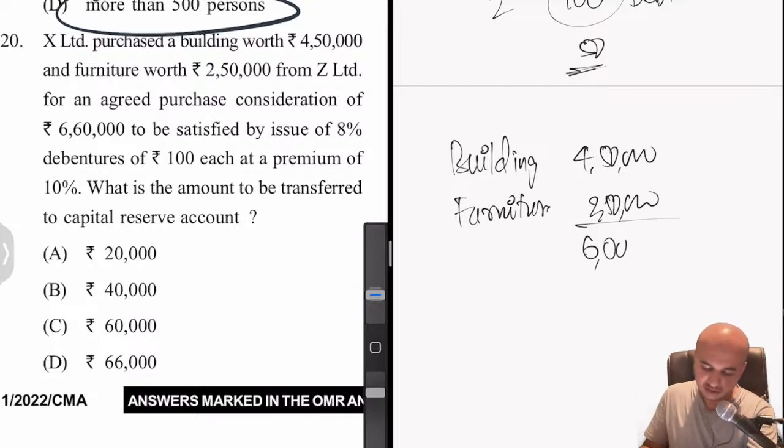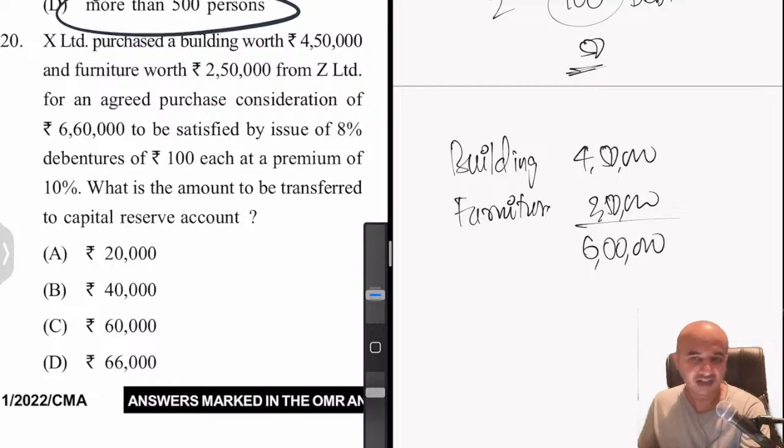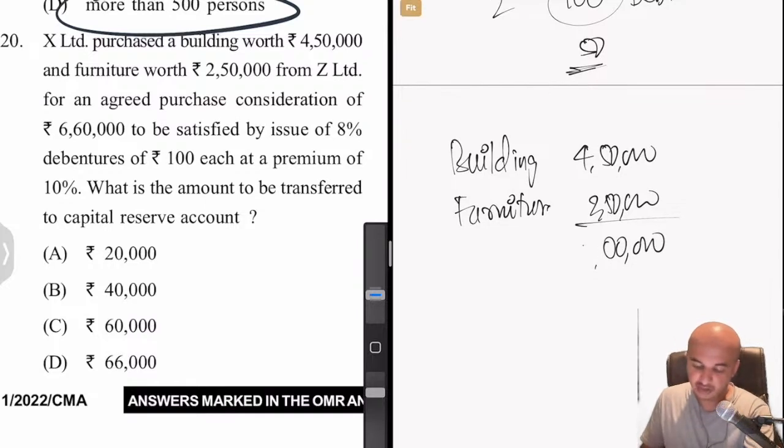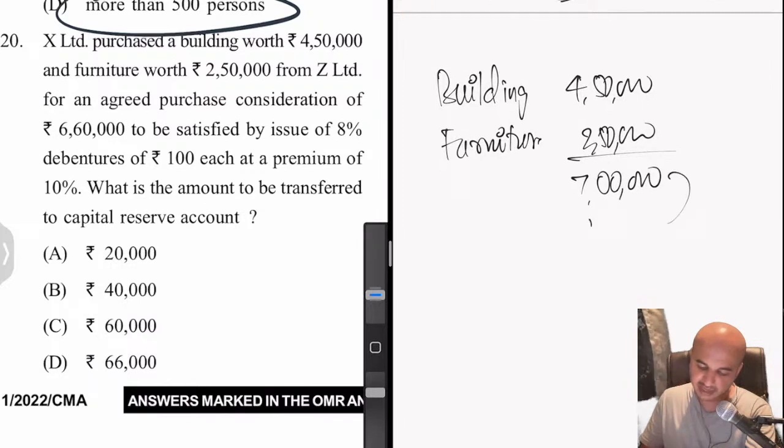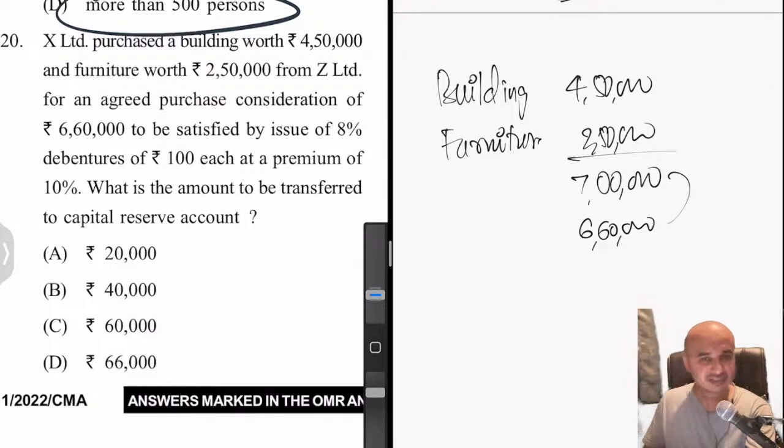The other is the furniture, which is worth 2,50,000. That means how much have we got? We have got assets worth rupees 7 lakhs, my bad, but we are not paying 7 lakhs. So first of all, there is a reduction in the purchase consideration. From 7 lakhs, they have agreed to sell this at 6,60,000. But this 6,60,000 also we are not paying in full.